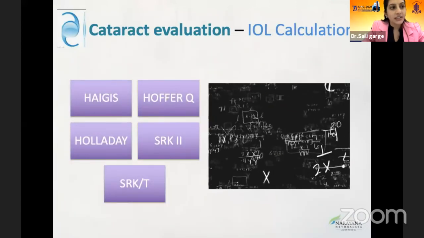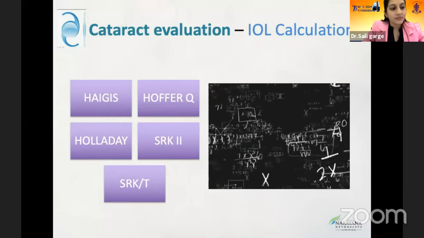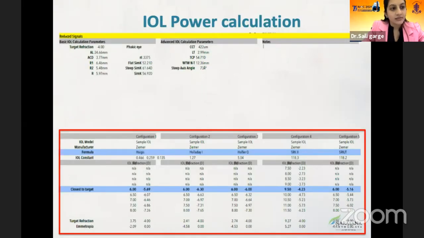This is the way we are calculating the IOL. This is the IOL power calculation map.